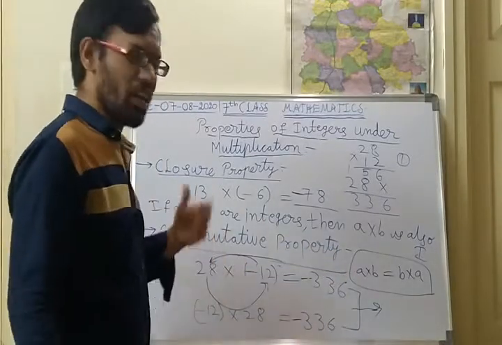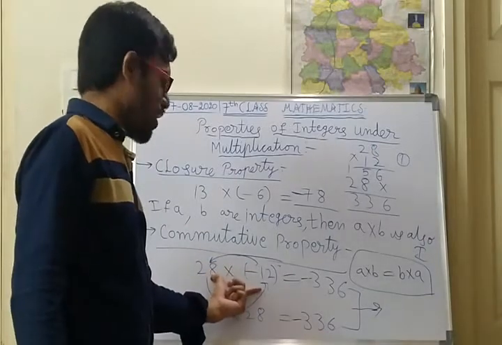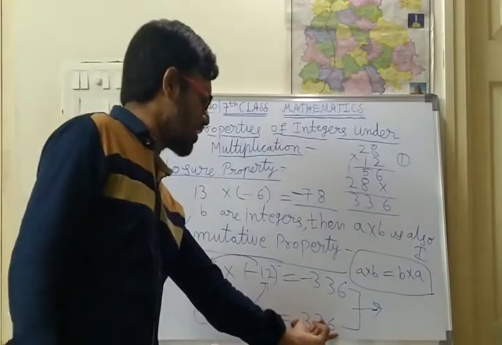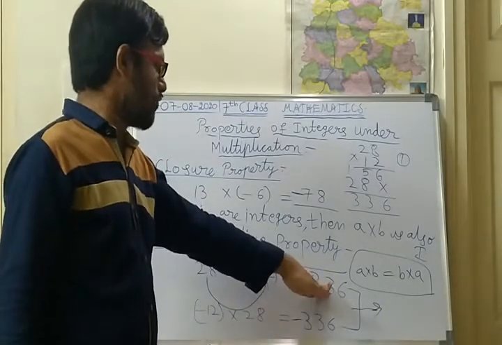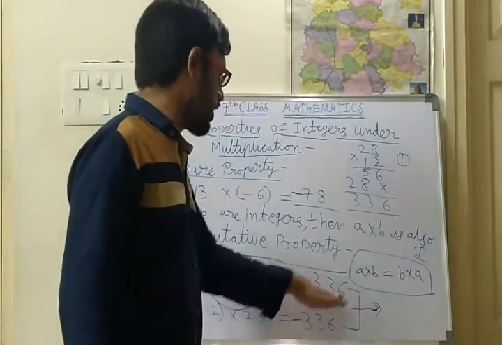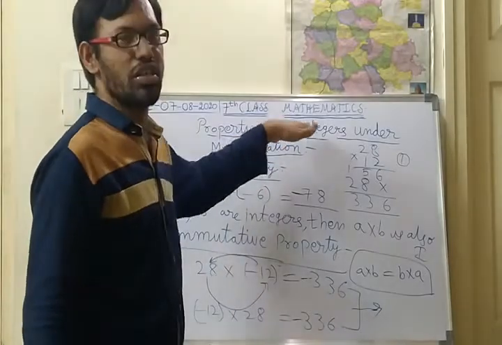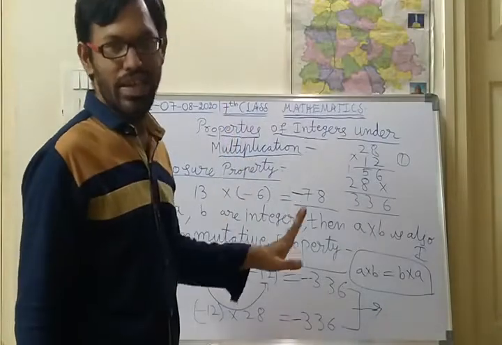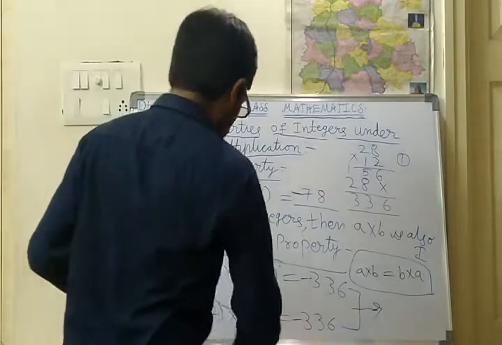Like this, if you take any two numbers and do the product of one statement, the second statement will be the reverse, and that statement's result will also be equal to the first statement's result. The same result will come. So the commutative property is also satisfied under multiplication of integers. I hope you have understood these two properties very easily. Now coming to the next property. So what is the next property? We shall see.